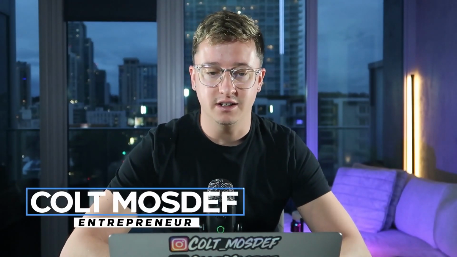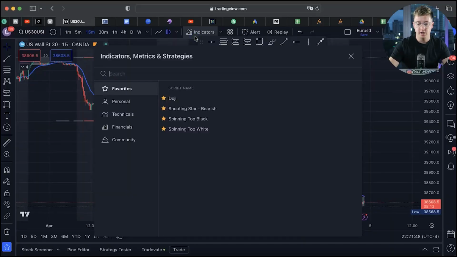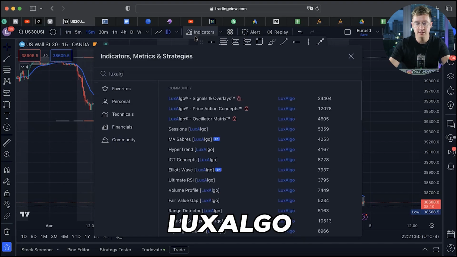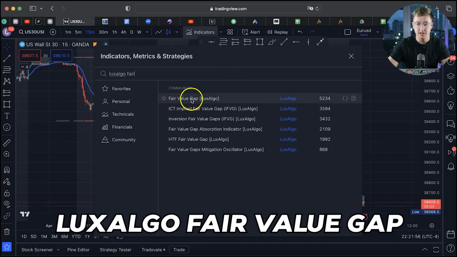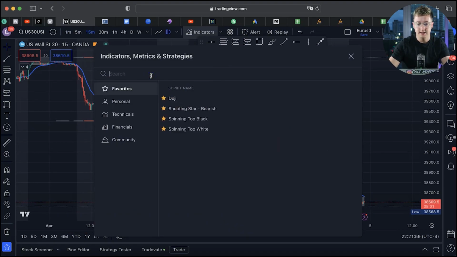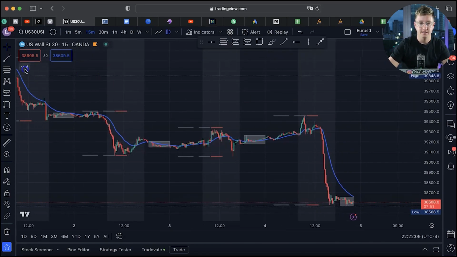I'm going to give you guys a couple of indicators that we are going to use throughout this strategy. The first indicator that I want you guys to get is, type in Lux Algo and then add Lux Algo fair value gap right here. Next one that you guys want to get is the sessions indicator. You're going to get this one that says sessions Asia, London, New York colored. And once you add that, these indicators will appear on your chart.